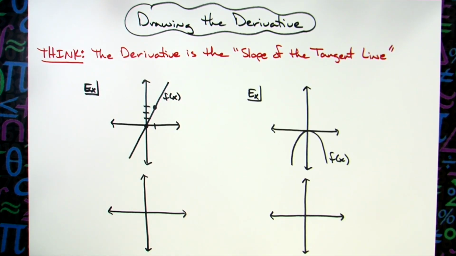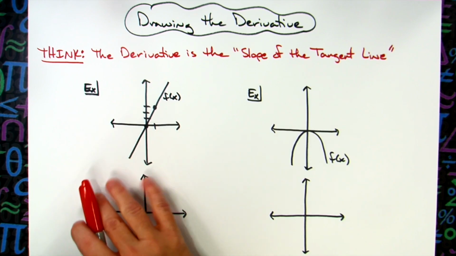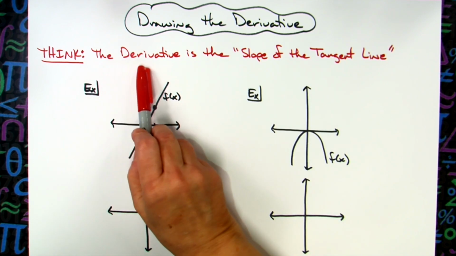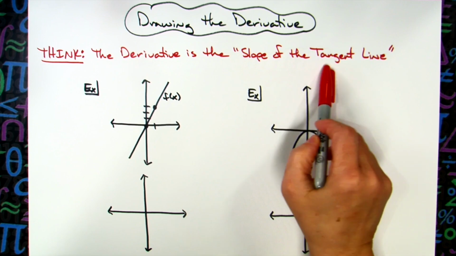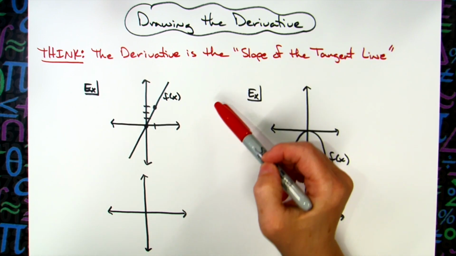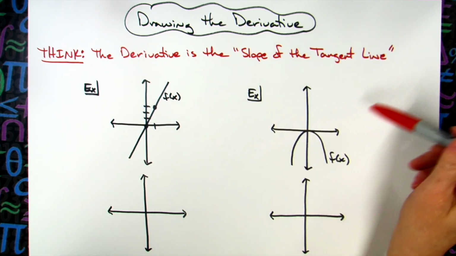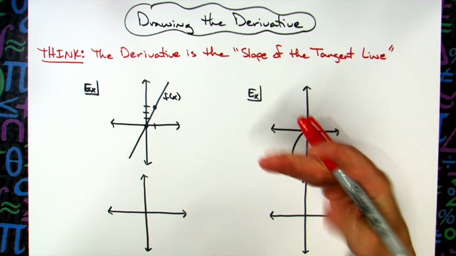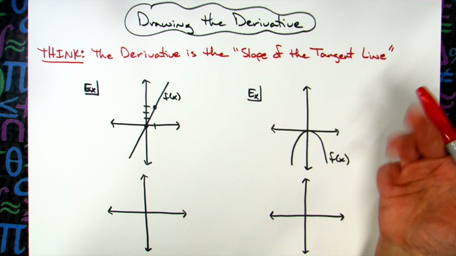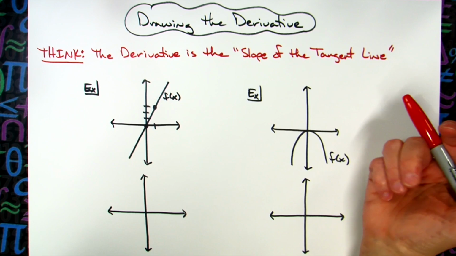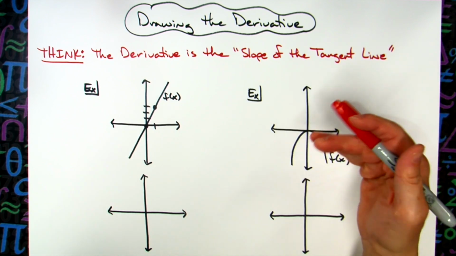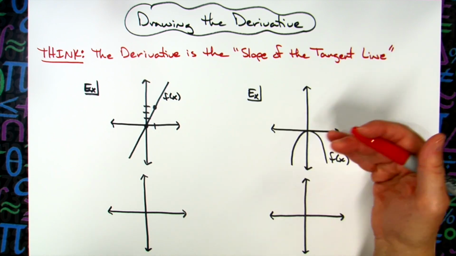In this video, we're going to take a look at how you would go about drawing the derivative when given the original function. I think the main thing that you need to think about is that the derivative is the slope of the tangent line. So if you can draw the tangent line at any point along the curve, then visualize that, figure out what the slope would be. Would it be negative? Would it be zero? Would it be positive?